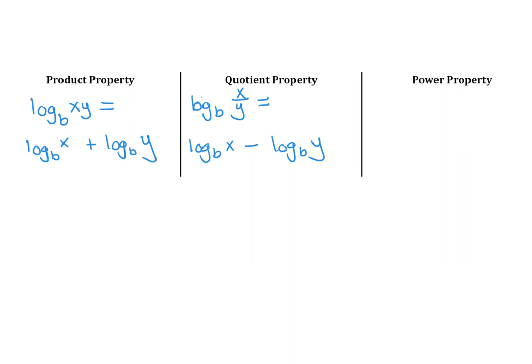And then the power property. If you have log base b of x to a power, that power can come down in front of the logarithm. So that could be the power times log base b of x. Okay, so we can use these properties to expand and condense logarithmic expressions. So starting out, we're going to expand.